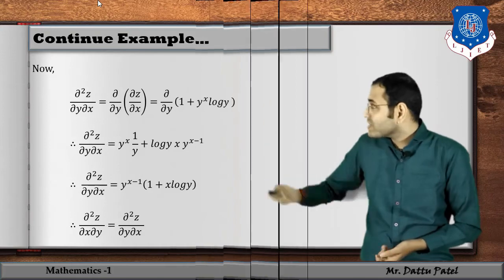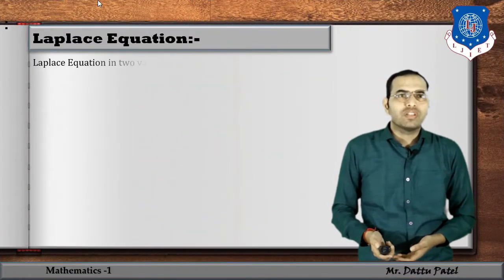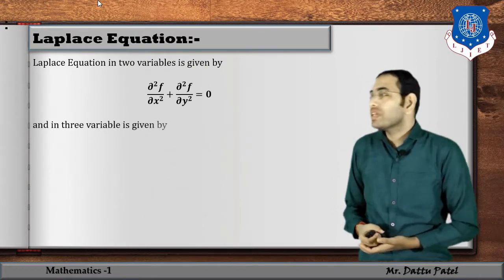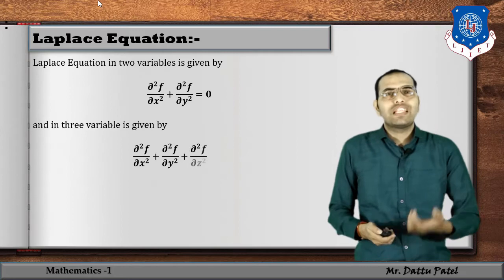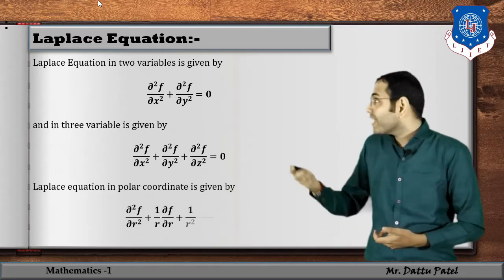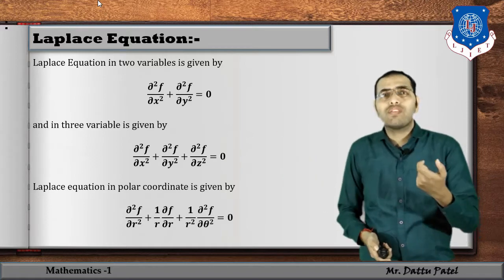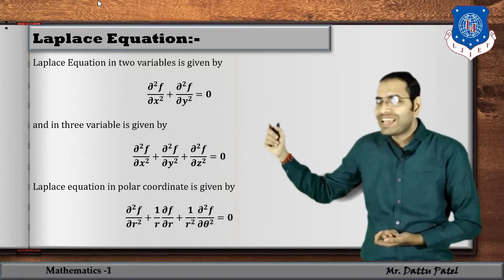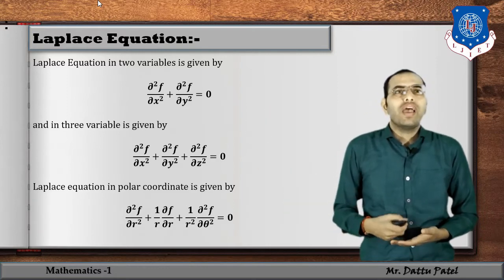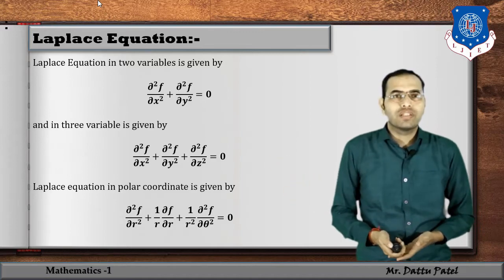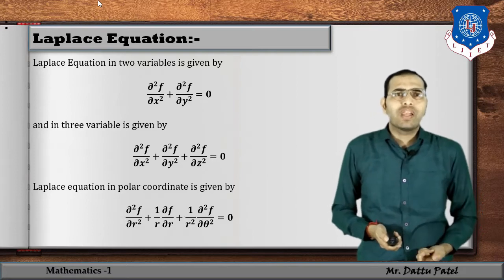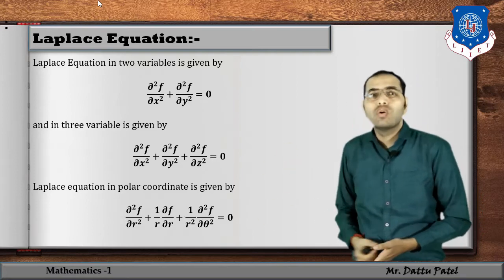Now let's see the next upcoming topic, which is the Laplace equation. The Laplace equation for a function of two variables is given by del square f by del x square plus del square f by del y square equals 0. Or we can say that if the function u equals f of x, y, then del square u by del x square plus del square u by del y square equals 0. For three variables, we can write del square f by del x square plus del square f by del y square plus del square f by del z square equals 0.